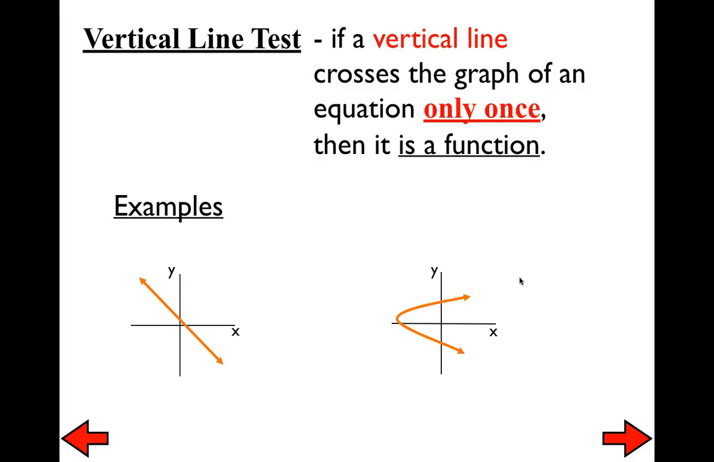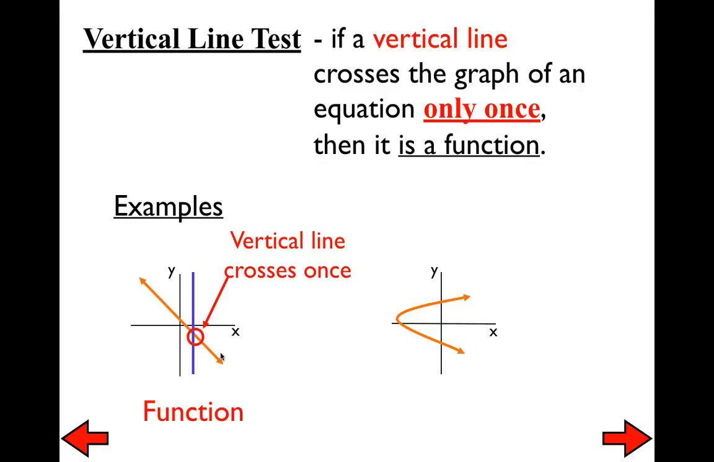So let's look at an example here. For this example, if you were to draw a vertical line anywhere on this orange line, would it ever cross more than once? Let me show you. If I were to draw multiple vertical lines, it only crosses once, only crosses once, only crosses once. Okay, it crossed once here, here, here, and here. So in this case, I would consider this a function. Okay, why? Because it only crosses the vertical line once. So this is a function.